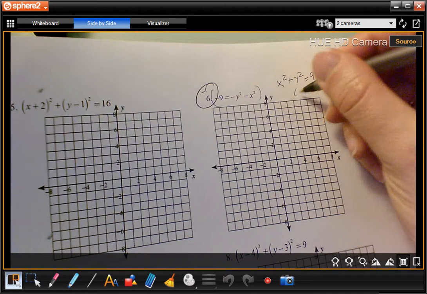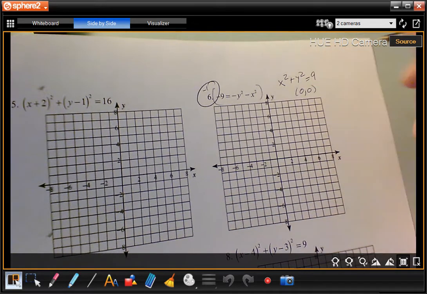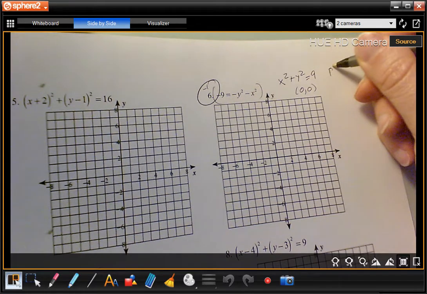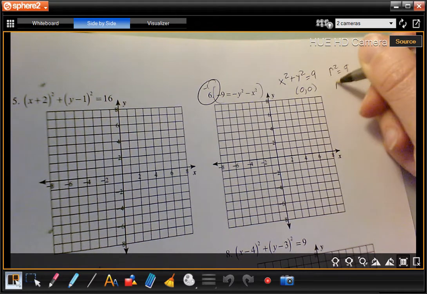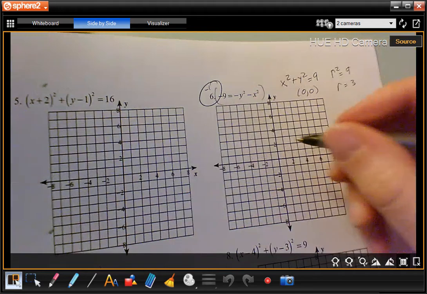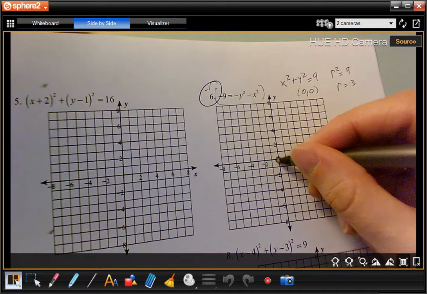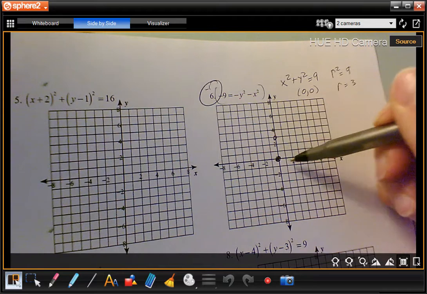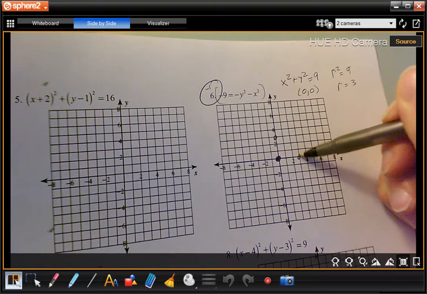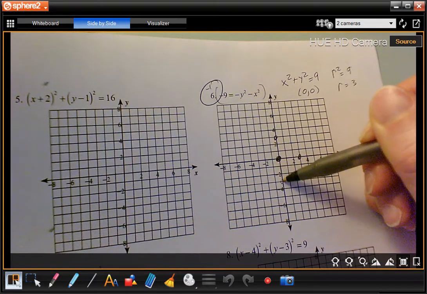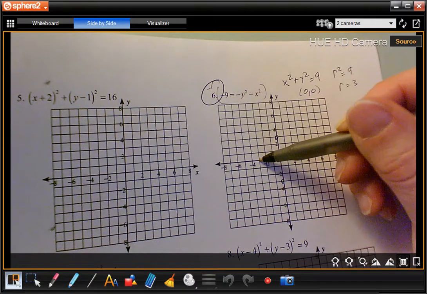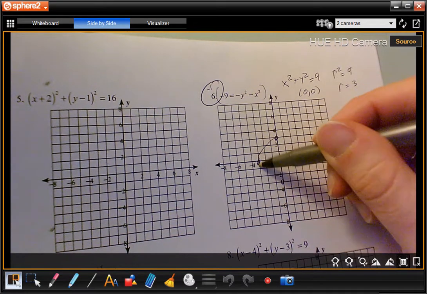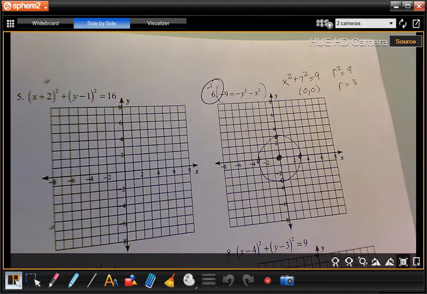So the center is 0, 0. R squared equals 9, so r equals 3. So we put a point on 0, 0, and then we go 3 in each direction. 1, 2, 3, 1, 2, 3, 1, 2, 3, and 1, 2, 3. And we draw in that circle.